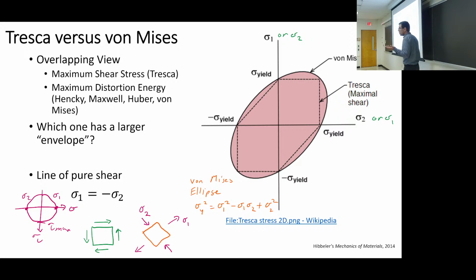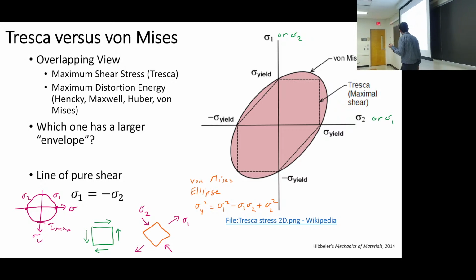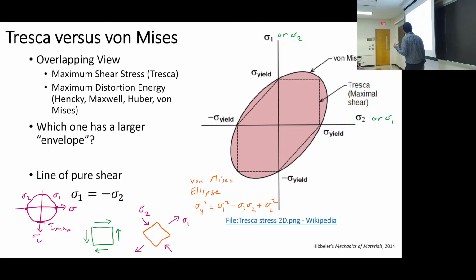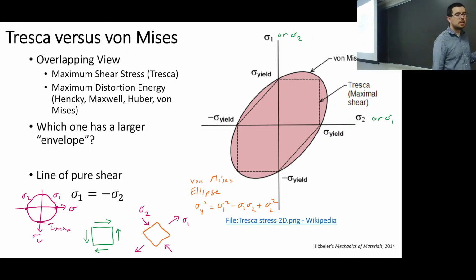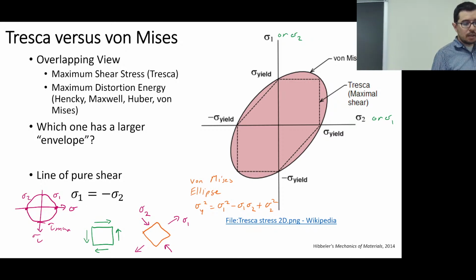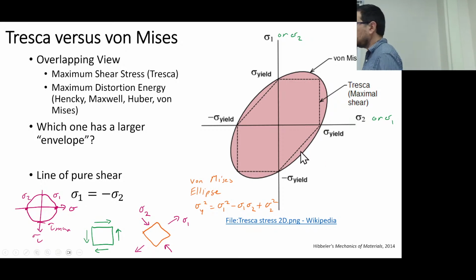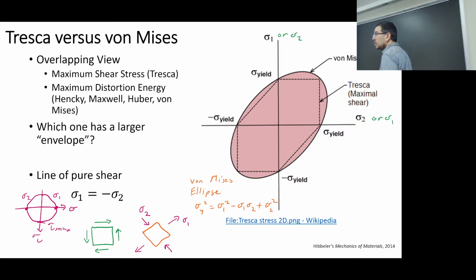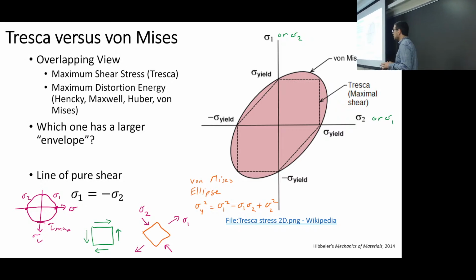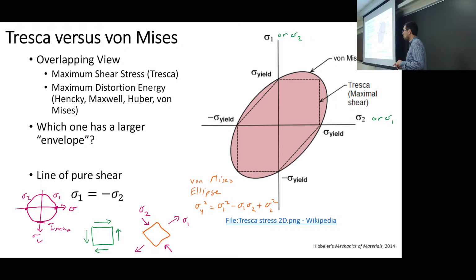The von Mises, right? So this means that you can satisfy von Mises but not satisfy Tresca. You see that?